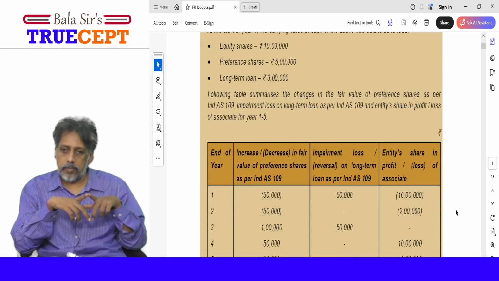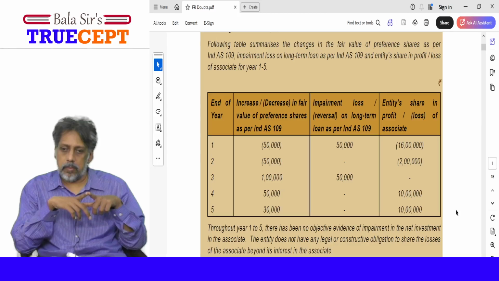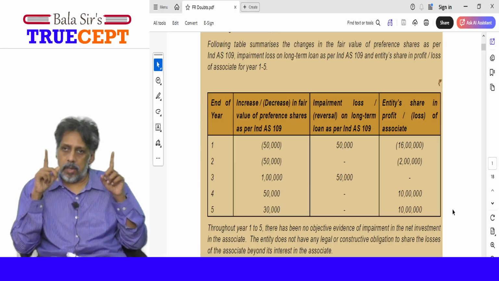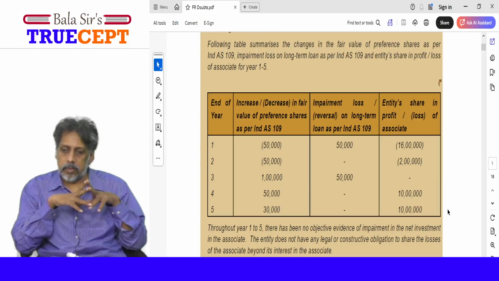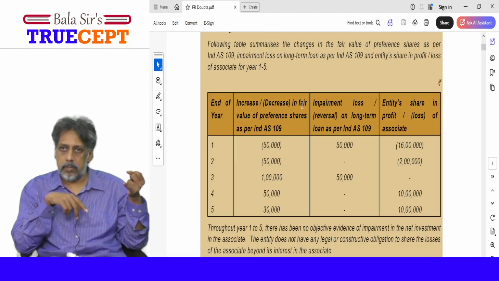Next. The following table summarizes the changes in fair value of preference shares as per IND AS 109, impairment loss on long-term loan as per IND AS 109, and entity's share in profit or loss of associate for the year 1 to 5. That is 25% share in my profit or loss. They made a chart with 4 columns. First column, end of the year. Second column, increase or decrease in fair value of preference shares as per IND AS 109. Third column is impairment loss or reversal on long-term loan as per IND AS 109. And the last column is entity's share in profit or loss of associate.